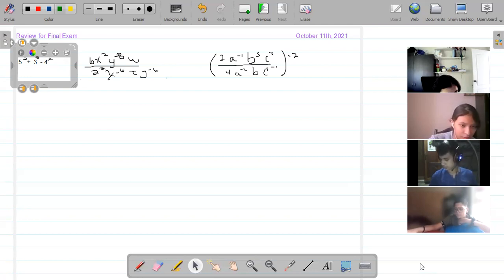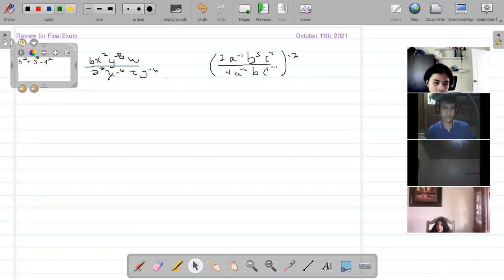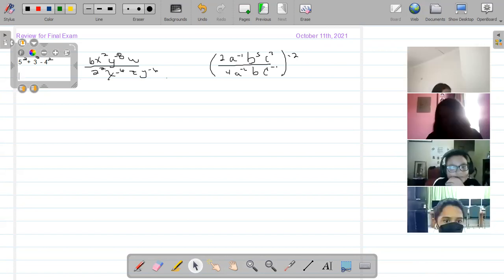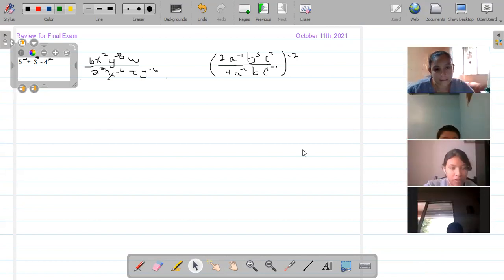5 to the square plus 3 to the cube minus 4 squared. What should I begin doing, Catherine? You have to multiply the number with the exponents. Solving the exponents, correct. So let's begin solving the exponents. 5 to the square is how much? 25. 25, correct. So let me see. 25 plus 3 to the cube.